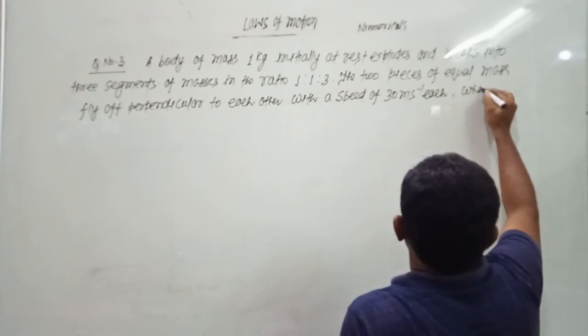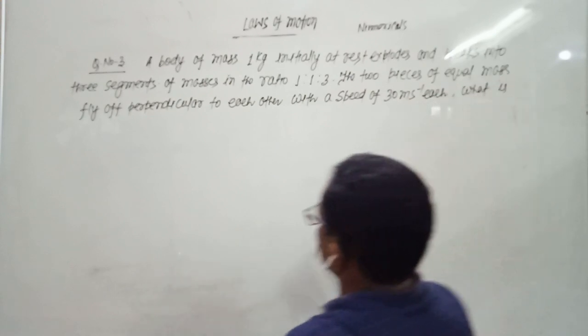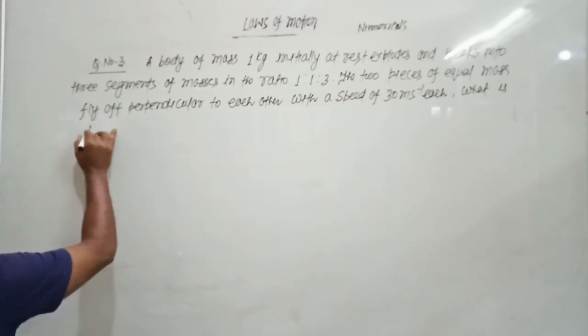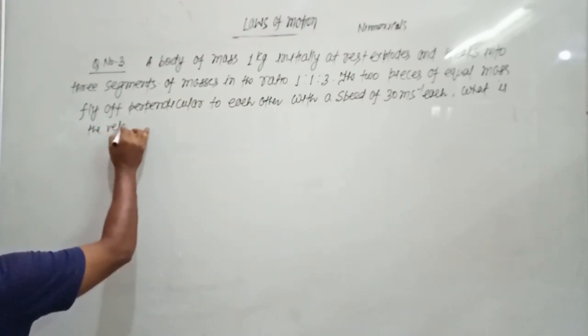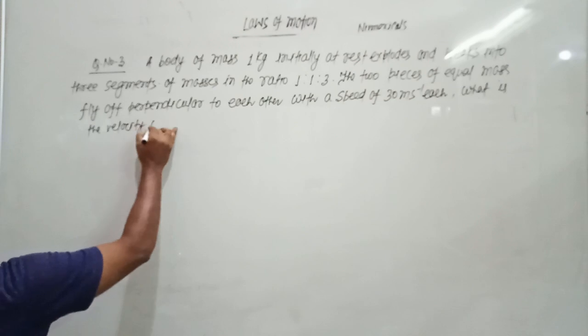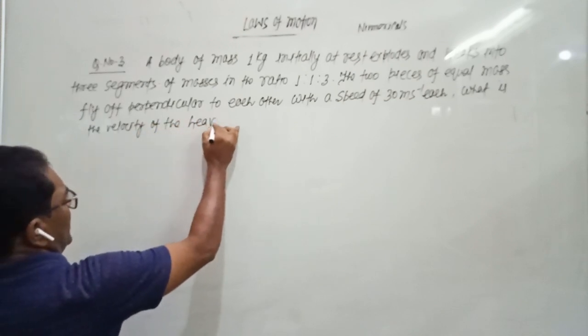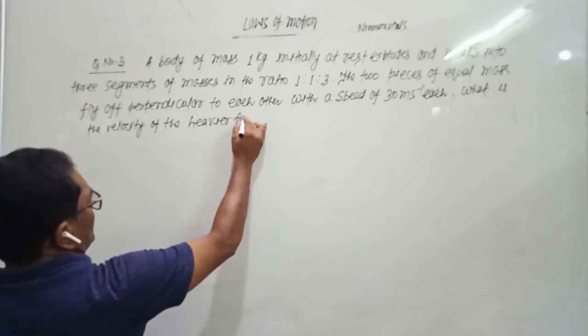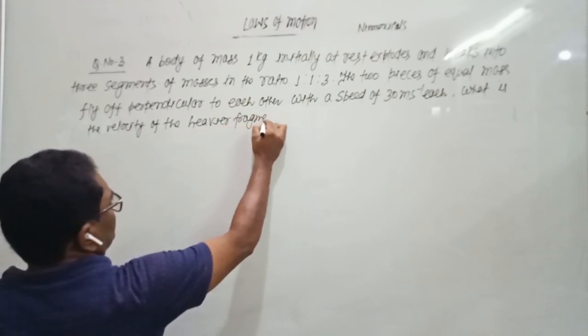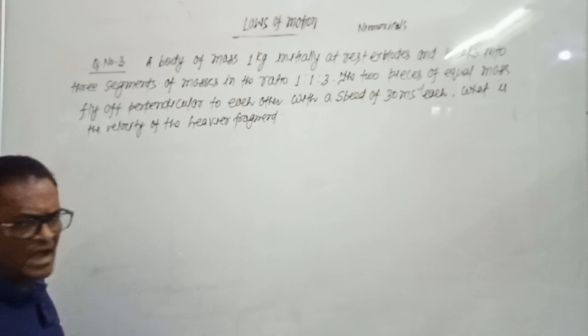What is the velocity of the heavier fragment? We have to calculate the velocity of the heavier fragment, and the ratio of the mass is given, 1:1:3.